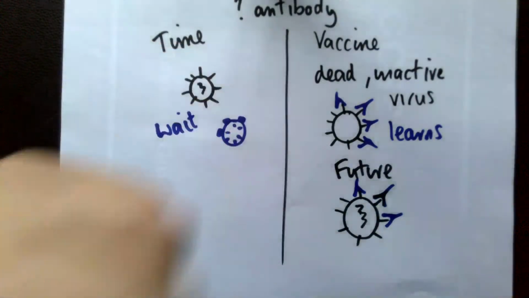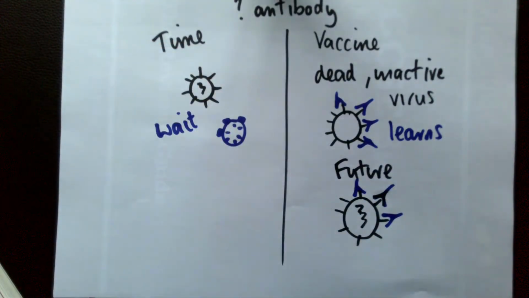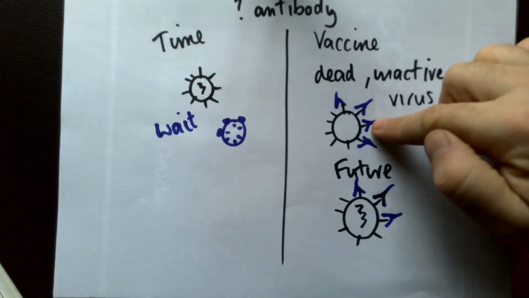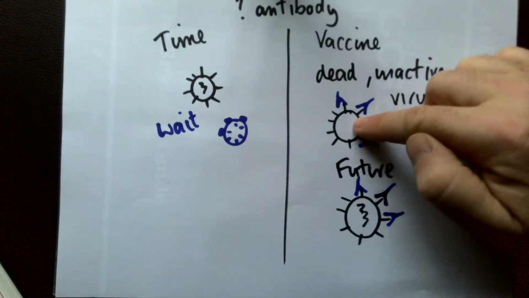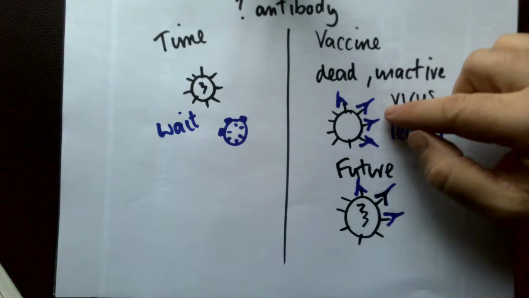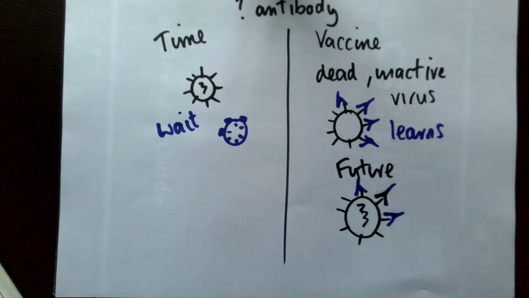We get a dead or inactive version of the virus so that our body can learn what it needs to make in terms of antibodies to attach to these spikes, these antigens on the virus. This is not a real virus. It won't duplicate, it won't cause any harm. It might feel a little bit funny because the body does what's called an immune response. So it might feel a little bit feverish because the body's saying, okay, this is new. I want to learn to make antibodies.